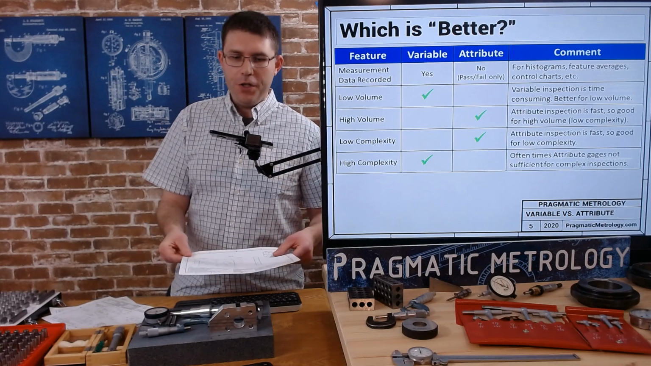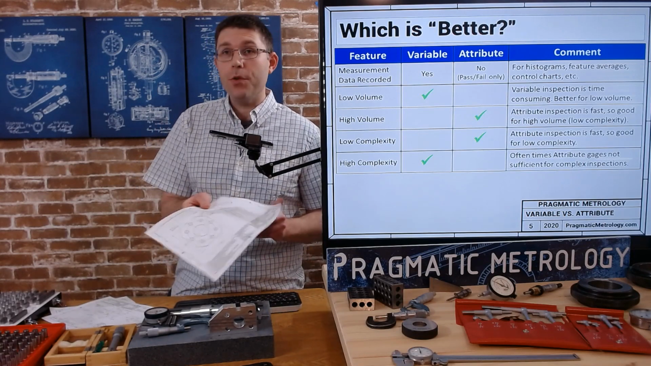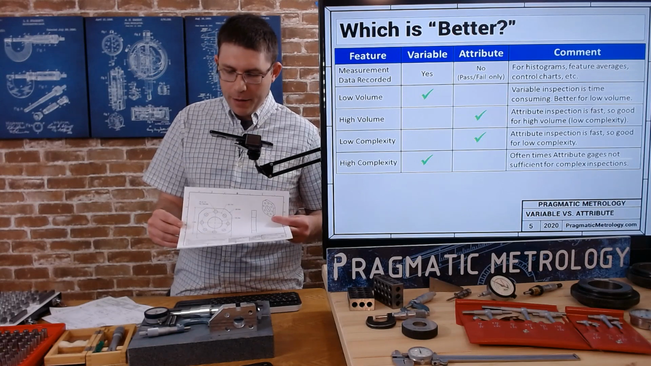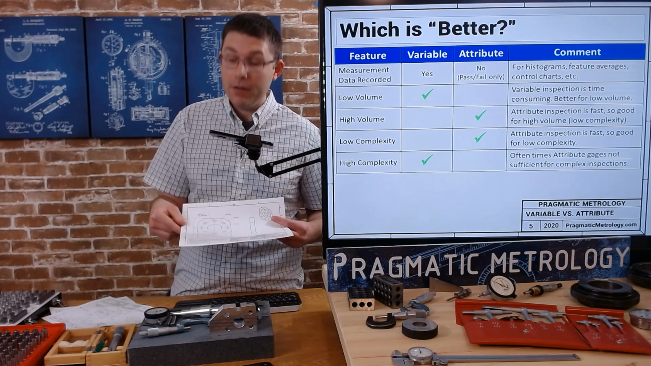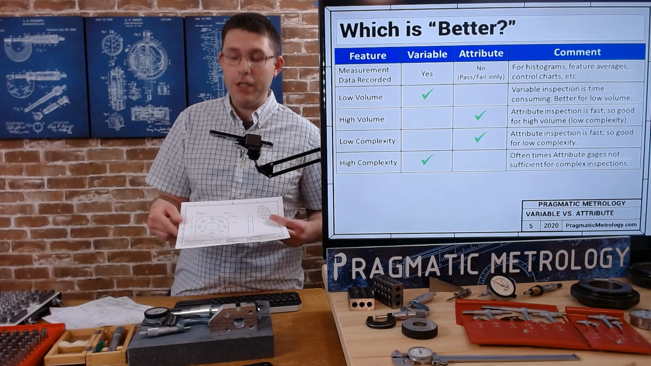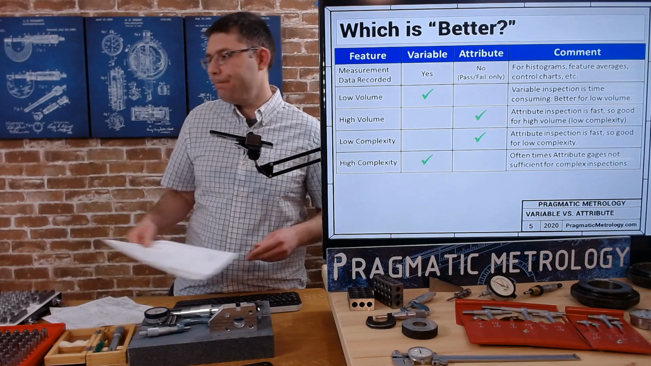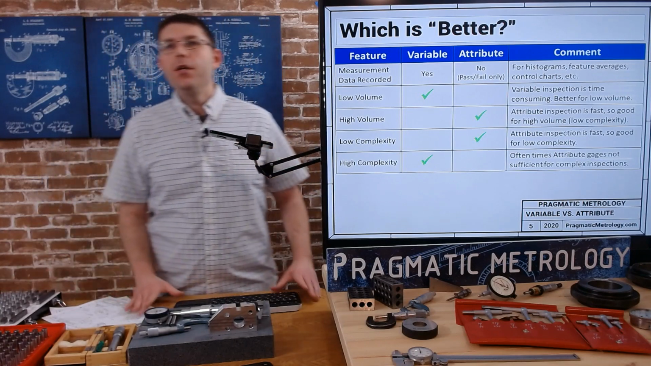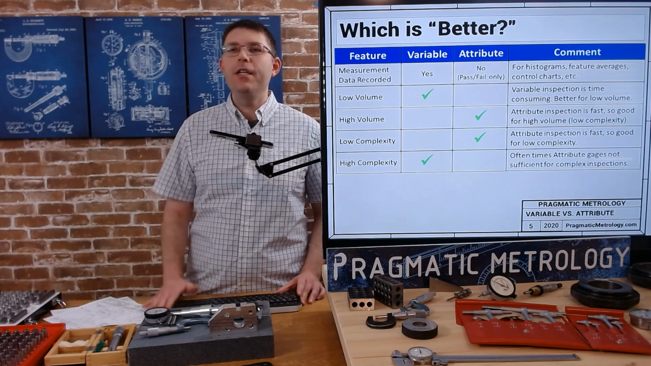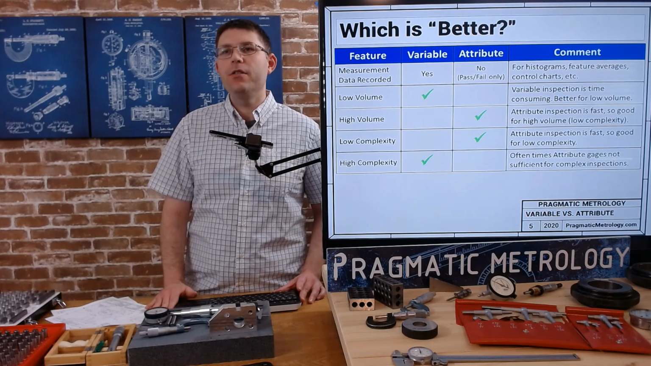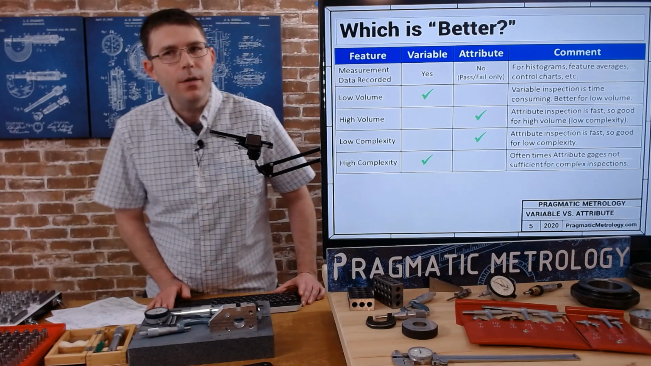Right, I've got a print here. This is PM3, if you want to check the website for that. And equal spacing. That's going to be hard to do with a go no-go gauge, but very easy to do with a variable gauge. So I would say low complexity, simple, pass-fail, use the attribute gauges, and high complexity, maybe you have to use the variable gauges.